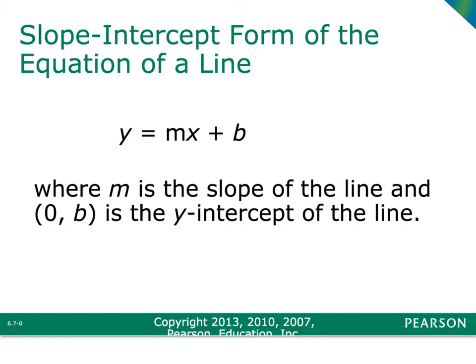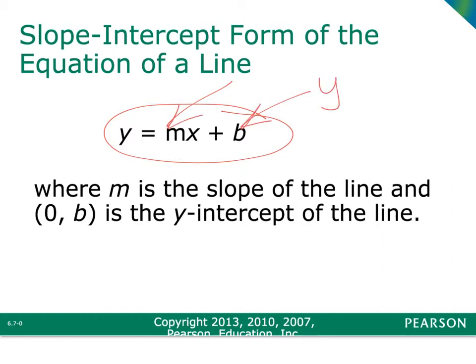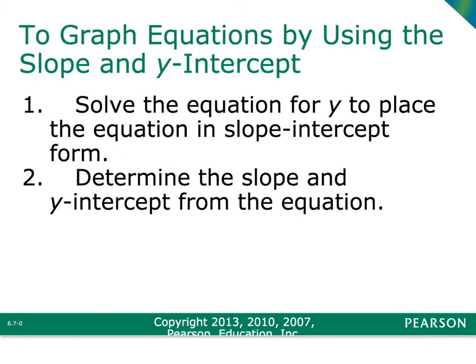Once you're able to find the slope, you can write what's called slope-intercept form of a line. The m represents the slope, the b represents the y-intercept, which is where you cross the y-axis. In order to graph equations in this form, the first thing you want to do is make sure that your y is all by itself. Then you want to pick out the m, which is your slope, and the b, which is your y-intercept.